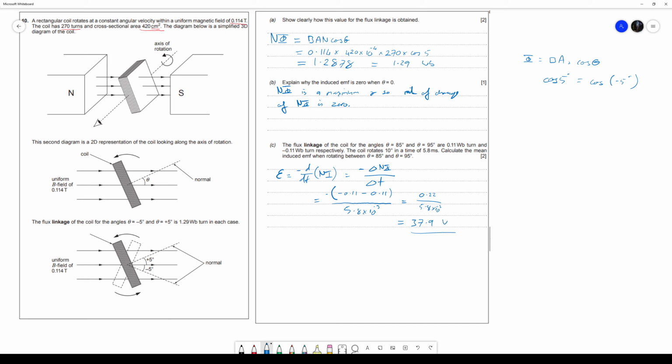Okay, and that's it. So the key things to remember here are this definition of flux linkage, what it is, what it means, and the idea that it's the rate of change of flux linkage that causes an induced EMF. That's all that you're really ever going to get tested on here. Some of these questions will ask you to state Faraday's law and to state Lenz's law. This one does not, but what I've quoted here is in fact the law of electromagnetic induction, which is the combination of those two. That's it.